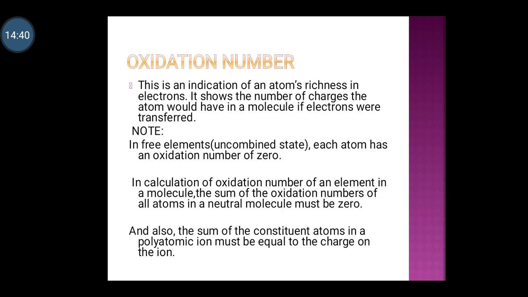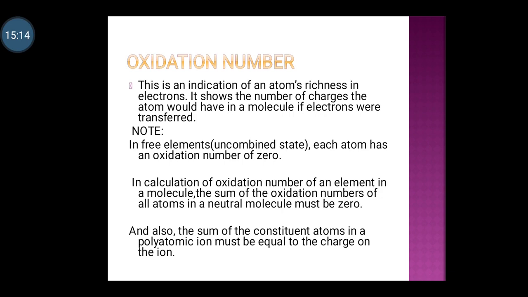How many do I have? How many does A have? How many does B have? Like that. That's what it shows. Now, it shows the number of charges the atom would have in a molecule if electrons were transferred. I've taught you this in SS1. Now, I told you that to know the oxidation numbers of the first 20 elements, I'm very sure you can remember the first 20 elements. And then I made you make a periodic table. I've also taught you periodic table.